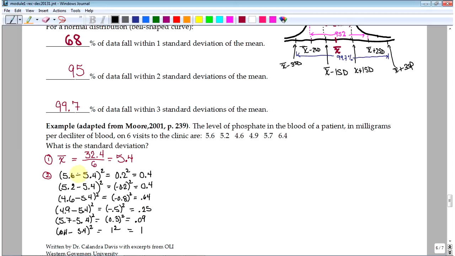Now that I have found the difference between my data points and the mean and squared the difference, we now need to add all of those values together. And when you add those together, you should get 2.06. Now our third step, we need to take that value of 2.06 and divide it by the number of data points minus 1. So we need to divide it by 5. Let me do that in my calculator. Divided by 5 gives me exactly 0.412. This value, if you remember, is the variance.